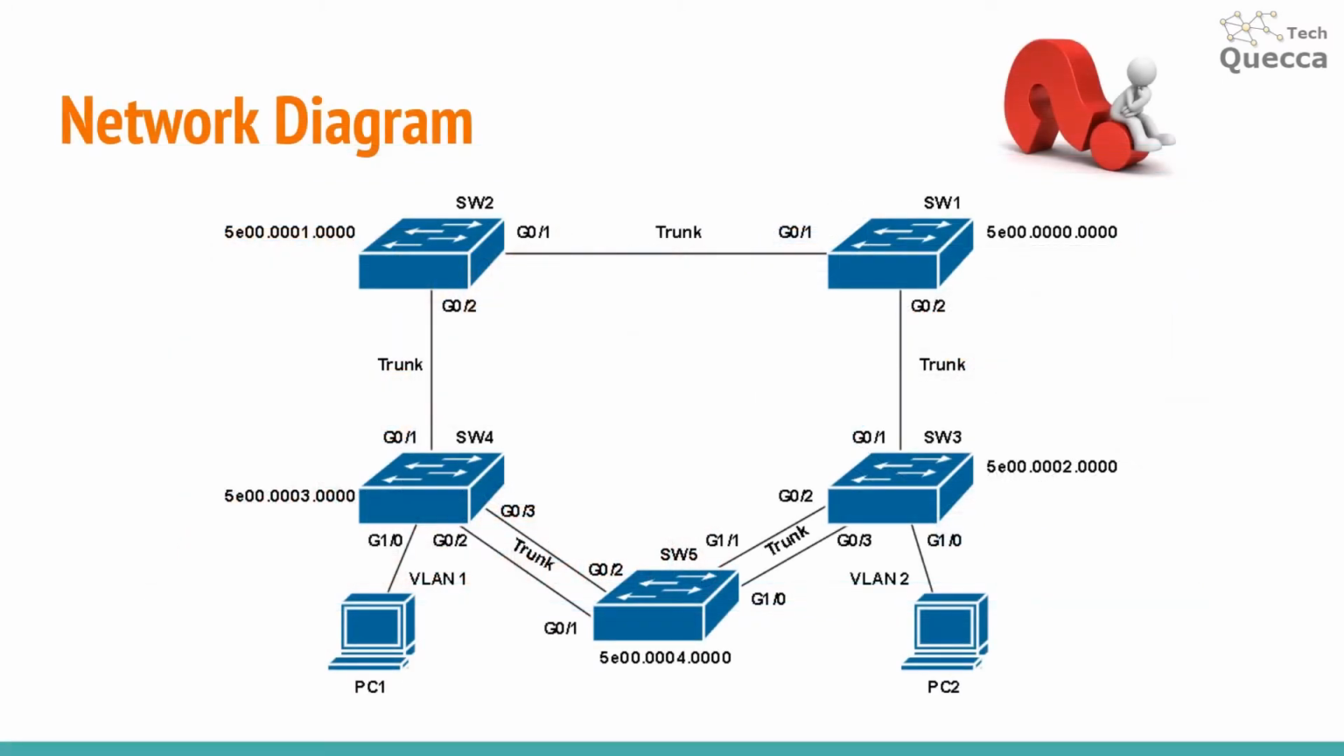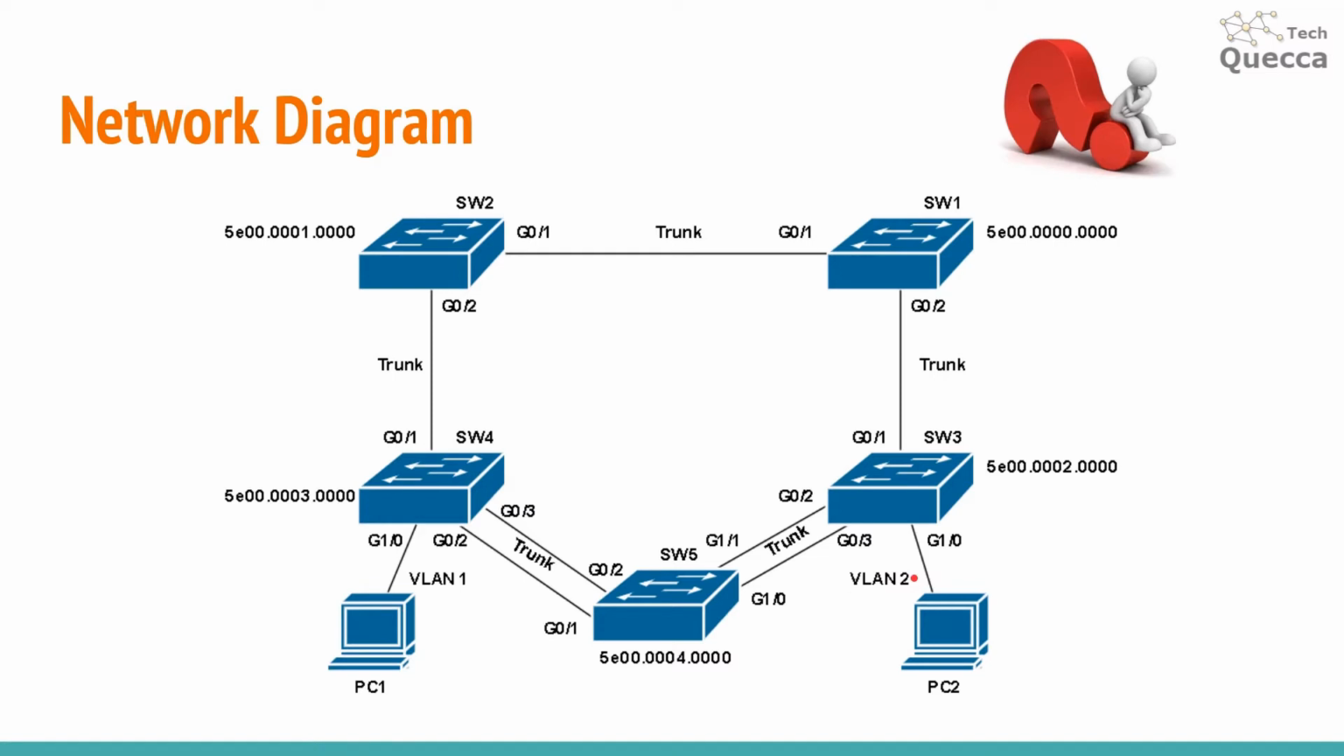Today I'm going to use a network diagram with 5 switches. All links between switches are trunk. Links between switches SW4, SW5 and SW3 are 100 megabits. I have two VLANs, VLAN 1 default VLAN and VLAN 2. PC1 is connected to an access port on switch SW4 in VLAN 1 and PC2 is connected to an access port on switch SW3 in VLAN 2.